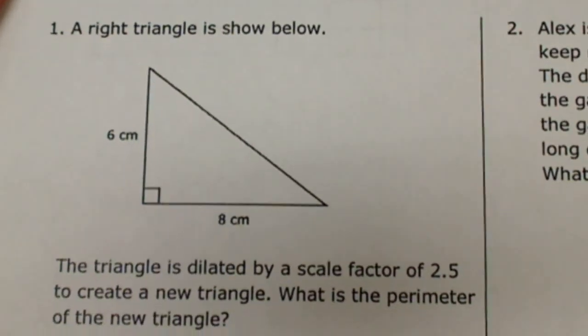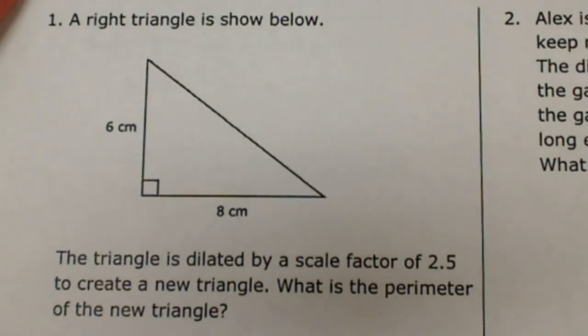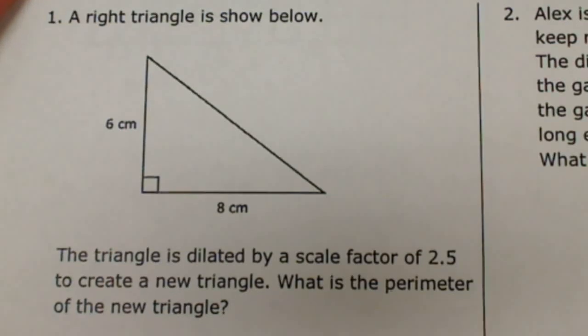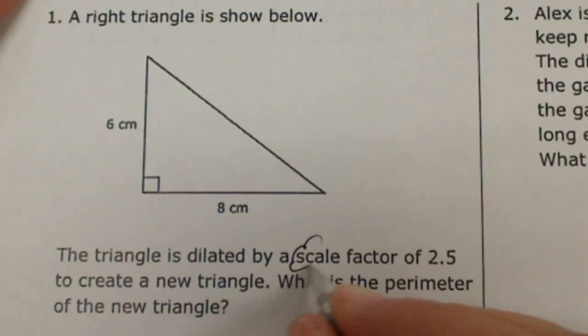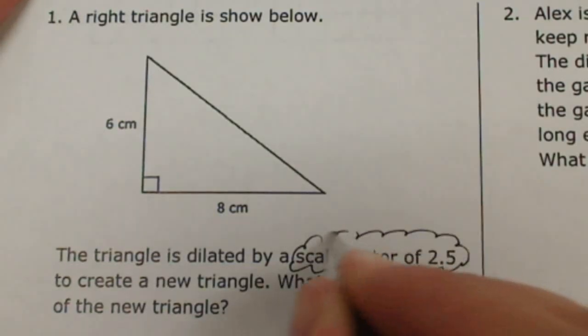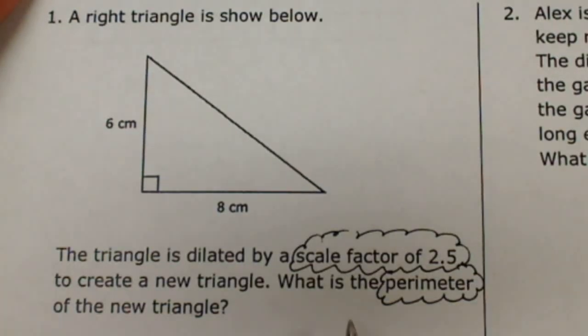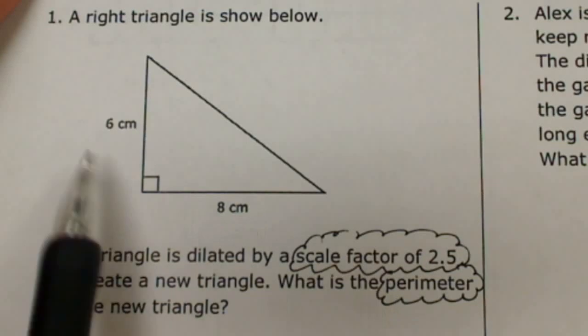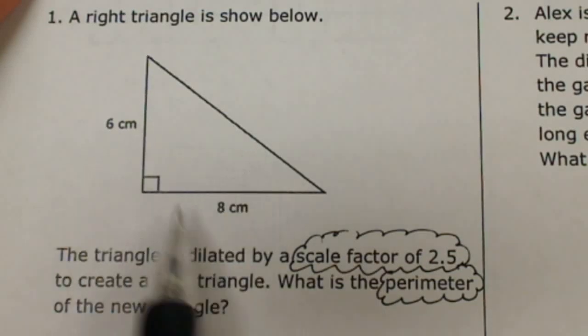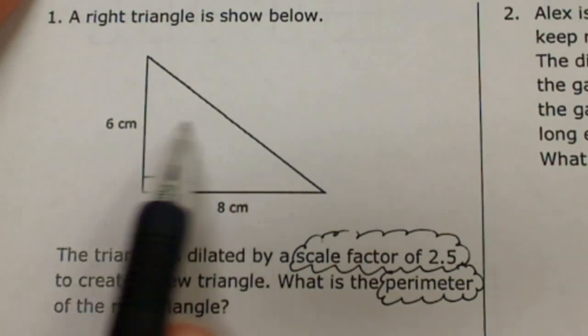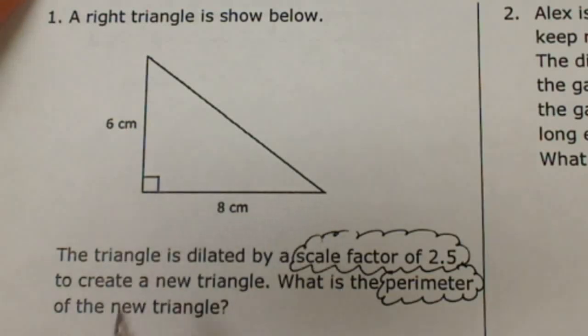Number 1, a right triangle is shown below. The triangle is dilated by a scale factor of 2.5 to create a new triangle, and they want us to find what is the perimeter of the new triangle. Well, there are two things happening in this problem. First, I know that I'm going to be using the scale factor, and secondly, I need to find the perimeter of the new triangle. Well, I have a couple of choices here. I can choose to use the scale factor on the three sides and then find the perimeter, or I can find the perimeter and then use one scale factor.